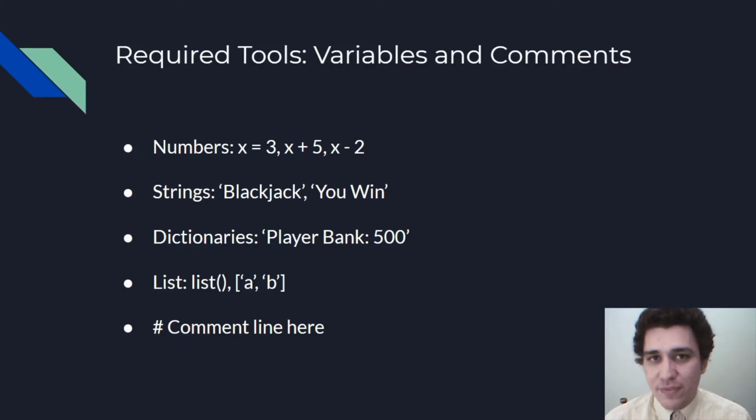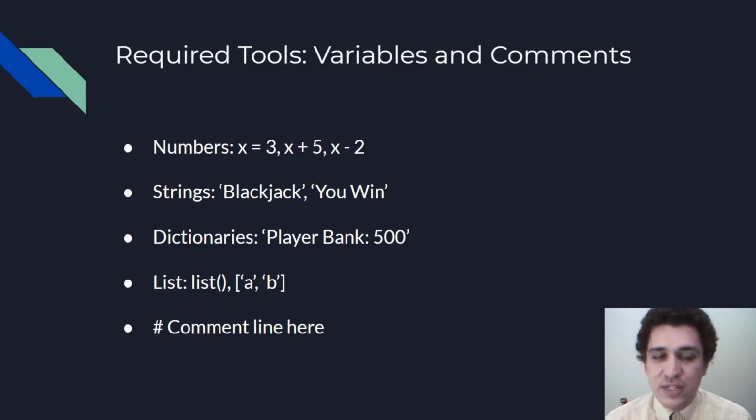The next type of variable we'll be using are strings, such as 'blackjack' in single quotes or 'you win' in single quotes. These can be really helpful for keeping track of precise information, names of cards, keeping track of the hands that you have, and communicating information to the user as well as receiving information from the user, such as whether you would like to hit or stay.